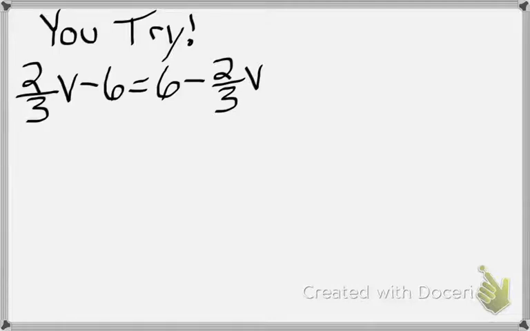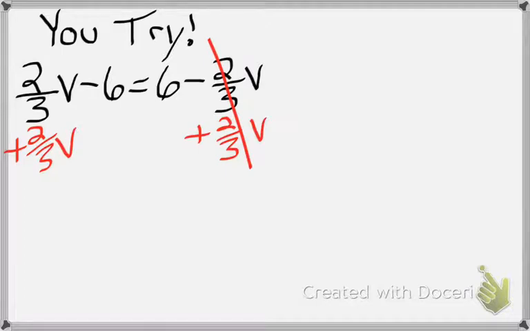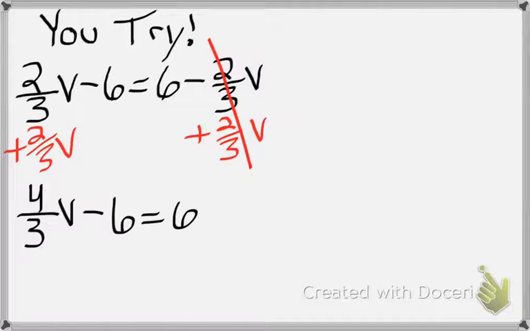Alright, since both sides are already simplified, you're going to start by moving your variables to one side. In this case, you're going to move the smaller one towards the bigger one. The smaller one is negative 2/3 v, so you're going to add the opposite. The opposite of negative is adding, so you're going to add 2/3 v to both sides. They cancel on the right side. Now, if you do that, on the left side, you're going to be left with 4/3 v, using your fraction skills to keep the denominator and add the numerators together. So 4/3 v minus 6 equals 6. Add 6 to both sides.